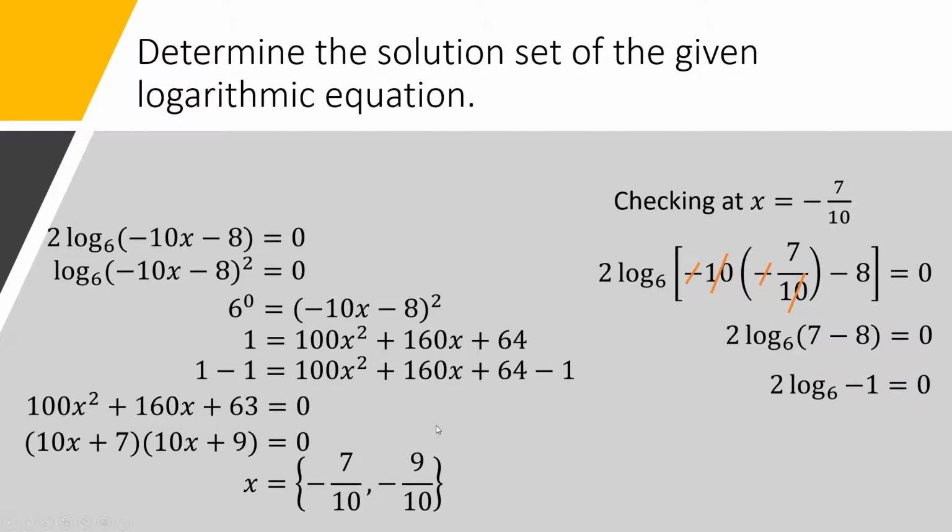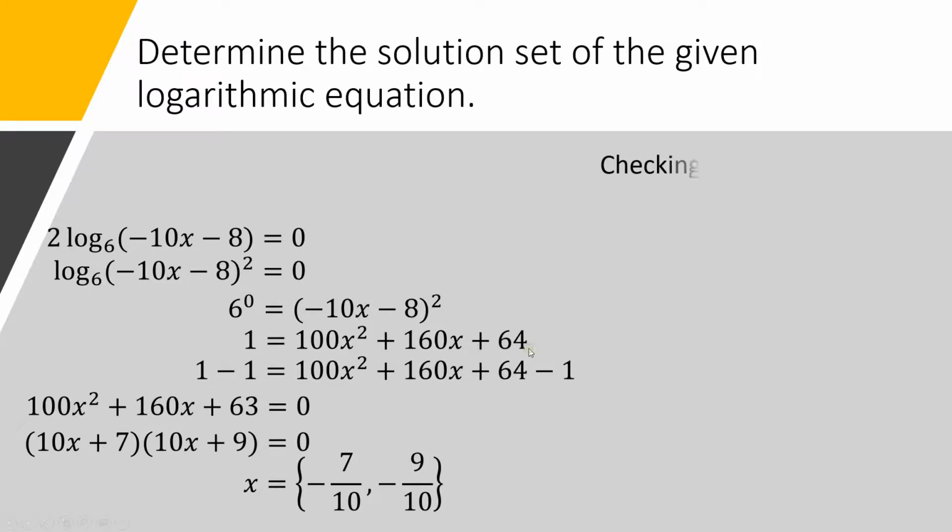Now remember that in our previous discussions, the argument should be a positive number. So in other words, since we have an argument of negative 1, then this is not possible. So negative 7 over 10 is not a possible solution of the logarithmic equation, because if we have negative 7 over 10, the argument becomes negative.